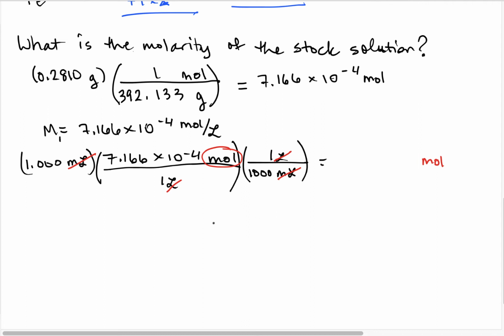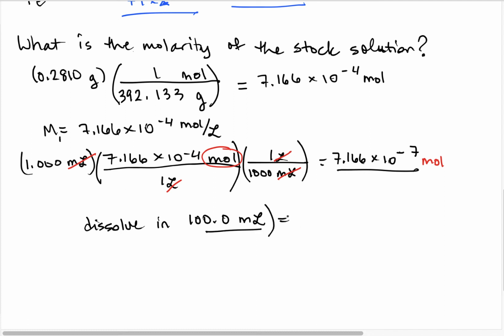And then we are going to dissolve it in 100 milliliters. So this is something we totally can do, right? We're going to have moles. And if we look at this, this is just dividing by 1,000. So 7.166 times 10 to the minus, what's that going to be? 7 moles of the iron compound go into that first solution. So that's no problem. And then we dissolve it in 100 milliliters.